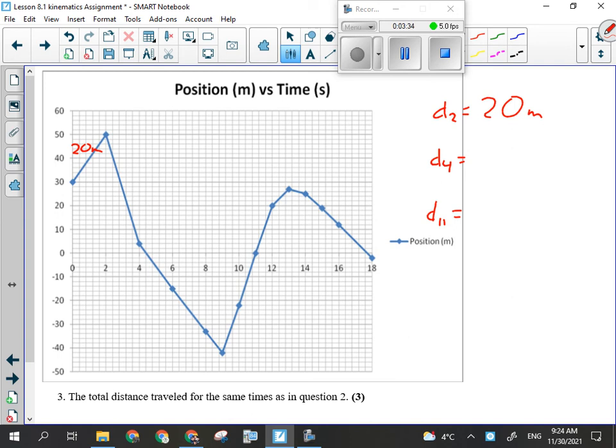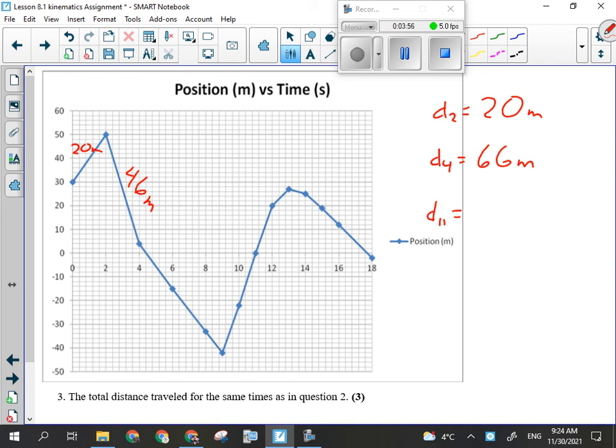We have to remember distance is a scalar quantity, so direction doesn't matter. We went 20 meters here, then we went from 50 down to positive 4, which is another 46 meters. So my total distance traveled to 4 seconds is 66 meters.